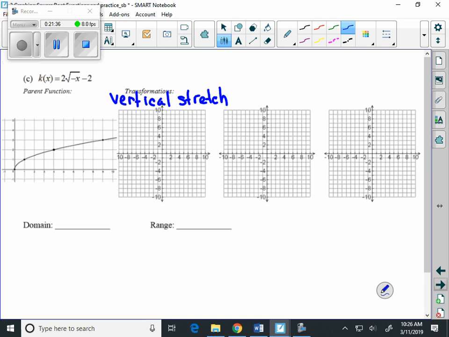The parent function is there for us. 0, 0 is going to stay the same. We're going to go one space to the right, but instead of going 1 up, we're going to go 1 times 2. It's going to be 1 space to the right and 2 up. We're going to go 4 spaces to the right, but instead of going 2 up, we're going to go 2 times 2. So the point's going to be 4, 4.